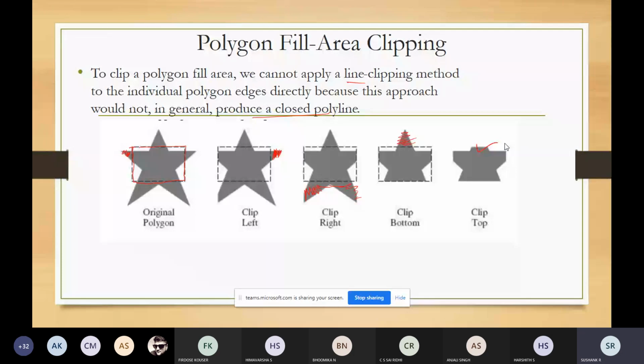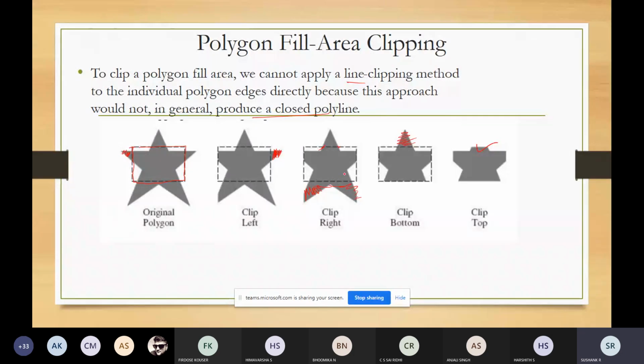So how to implement this method? There will be some cases where you cannot decide whether the polygon is completely inside or completely outside the clipping window. So in those cases you need to identify the point of intersection with the clipping boundary. You can implement this kind of clipping by creating a new vertex list.